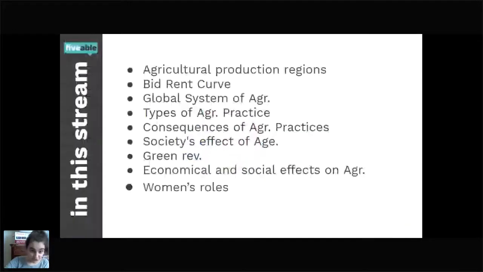Our agenda for today: we're going to be talking about agriculture production and regions. The bid rent curve, which is not a very popular concept in APHUG. I wasn't very familiar with it last year. Then the global system of agriculture, the types of agricultural practices, consequences of agricultural practices, society's effect on agriculture, the Green Revolution, and then the economic and social effects of agriculture. And finally, women's role.